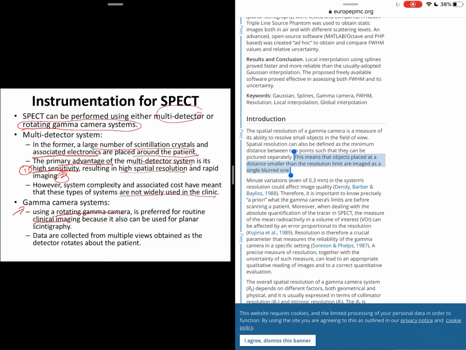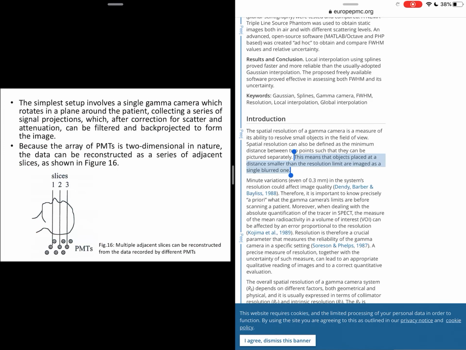The second system uses a rotating gamma camera, which is preferred for routine clinical imaging because it can also be used for planar scintigraphy. The data are collected from multiple views obtained as the detector rotates around the patient. The simplest setup involves a single gamma camera which rotates in a plane around the patient, collecting a series of signal projections. After correction for scatter and attenuation, the data can be filtered and back projected to form the image.